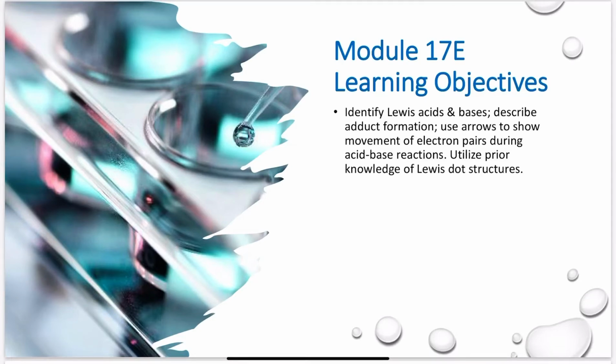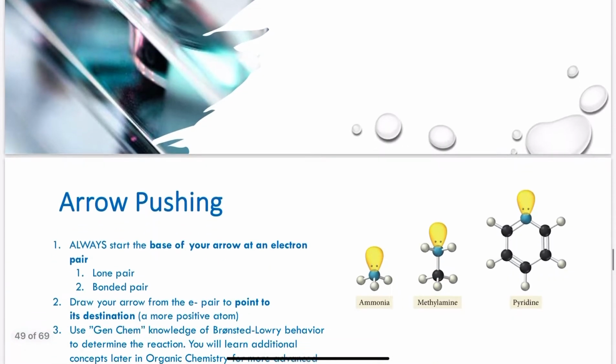So module 17E, this module isn't very long, but it's quite important for what's to come, not only in Chem 2, but really in organic chemistry. In this module, I want you to be able to identify Lewis acids and bases, describe adduct formation, a Lewis acid-base adduct, use arrows to show movement of electron pairs during acid-base reactions, and you should be able to utilize your prior knowledge of Lewis dot structures.